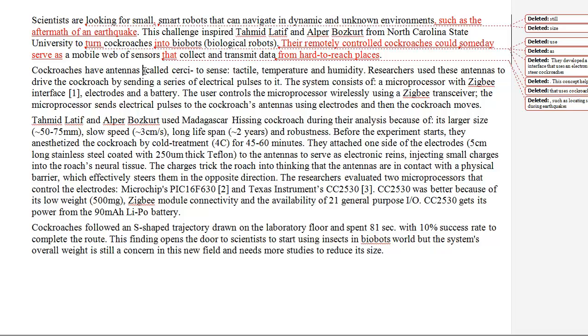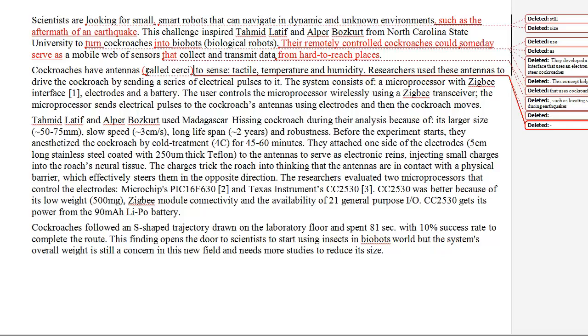Cockroaches have antennas. I really appreciate, by the way, that this author made a good effort to use dashes and semicolons and colons. And so it's nice to see that they obviously watched the videos and thought carefully about it and tried to implement some of these punctuation techniques. So it always feels great for a teacher to see somebody putting those things into action.